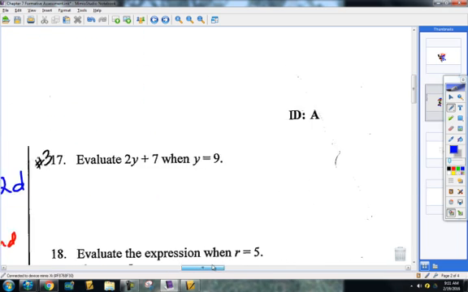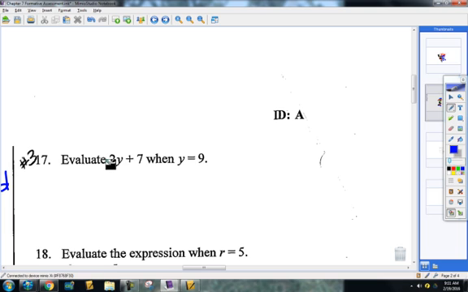Let's go up to number 17. Same way on this one. Follow those 2 steps. The first step would be to turn that algebraic expression into a numeric expression. So that's going to be 2 times 9 plus 7. Following PEMDAS, I'm going to do multiplication first. 18 plus 7 would give me 25.